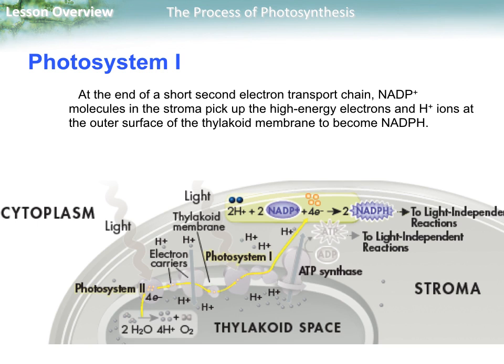Okay, so if we're following the yellow arrows through, you have 4 electrons that are given off through hydrolysis. These are carried through the electron transport chain using electron carriers from photosystem 2 to photosystem 1. And then at photosystem 1, they are taken outside of the thylakoid space into the stroma. And here they can be used along with hydrogen to add to the NADP to make NADPH. Okay.